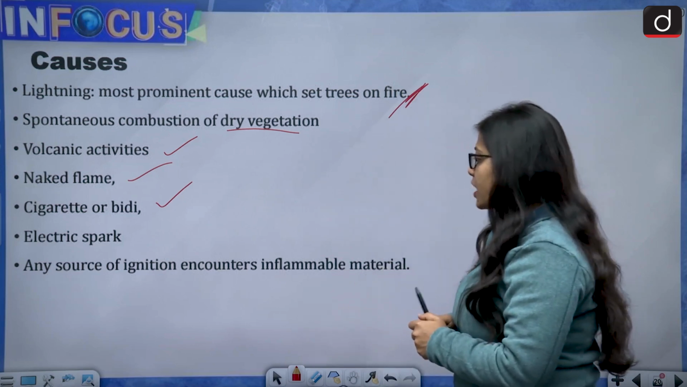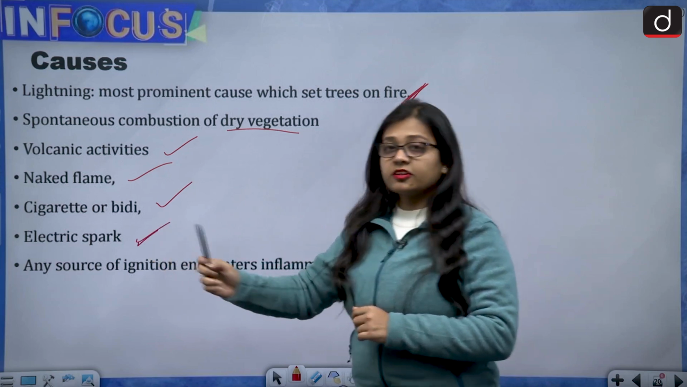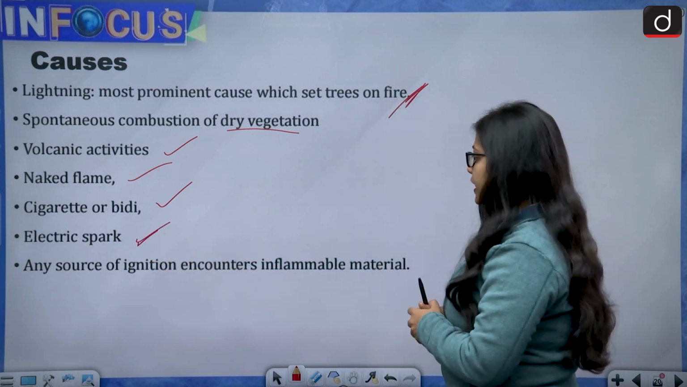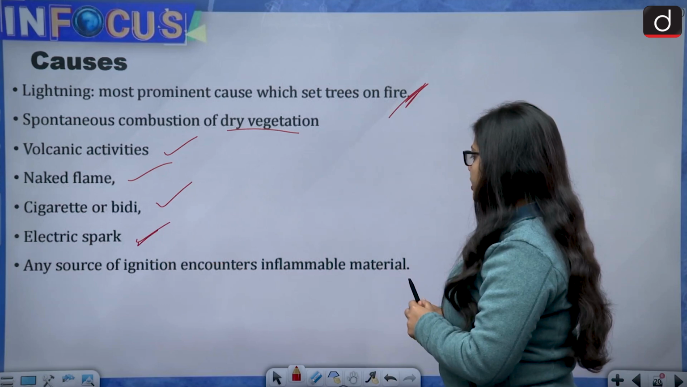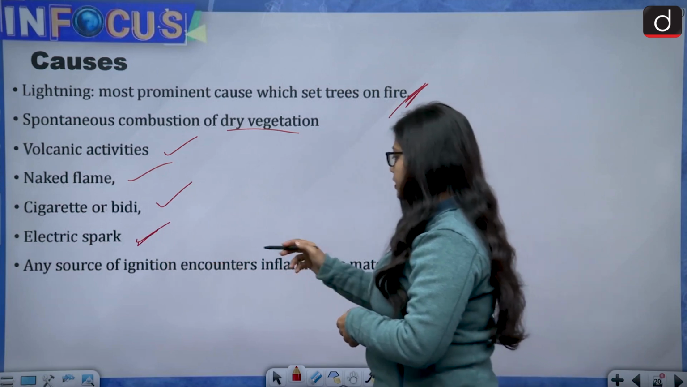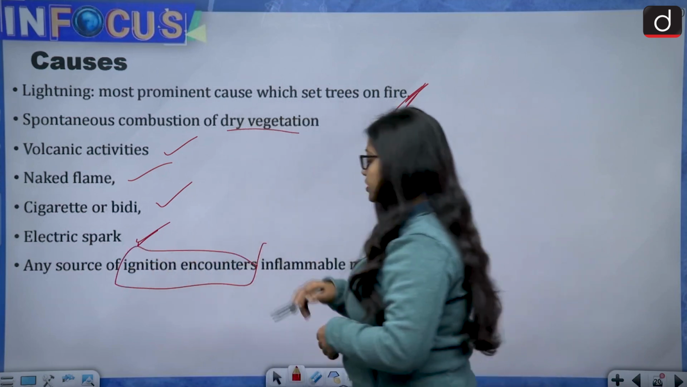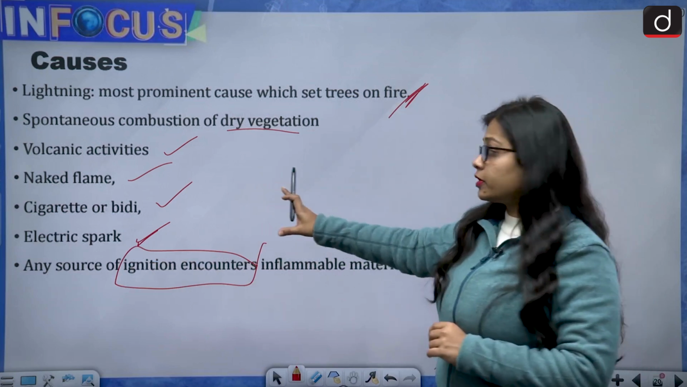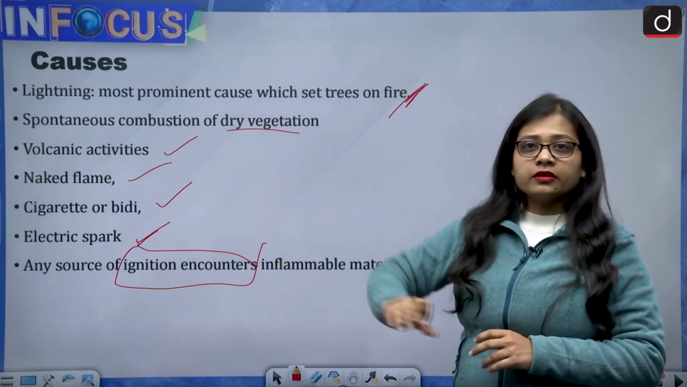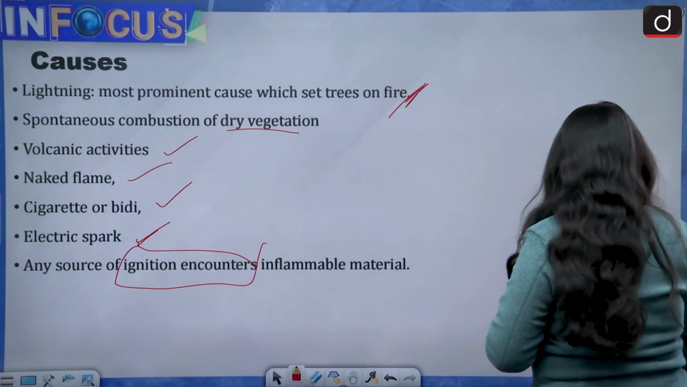Then electric spark. Nowadays, the problem of electric spark is also increasing. Then any source of ignition that encounters inflammable material. So any source of ignition also can be an example for the forest fire. So these are a few of the causes.